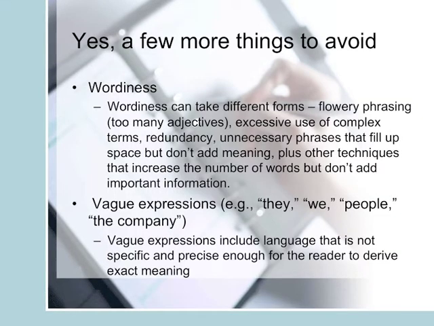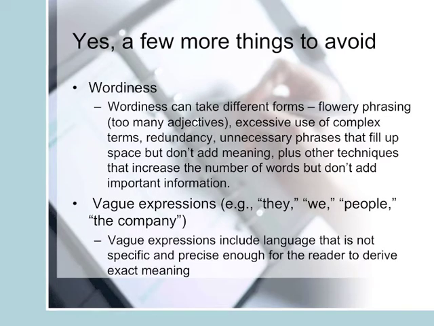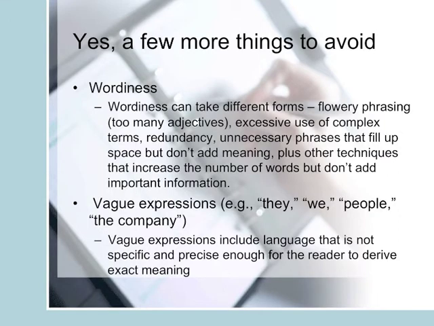Also avoid vague expressions. For example, they, we, people, the company. Who are these people? Who is they? Who is people referring to? All people in the world? What company? So make sure that you're specific so that people can be sure of what you're talking about. Vague expressions include language that is not specific and precise enough for the reader to derive the exact meaning.